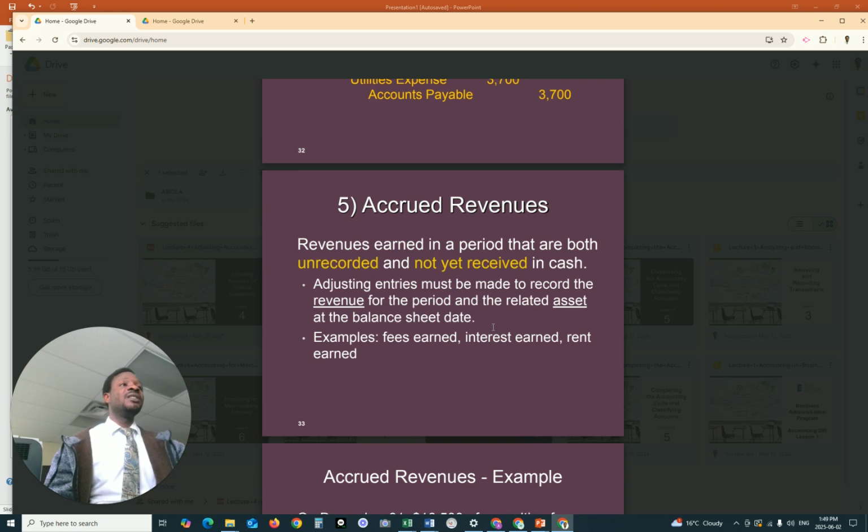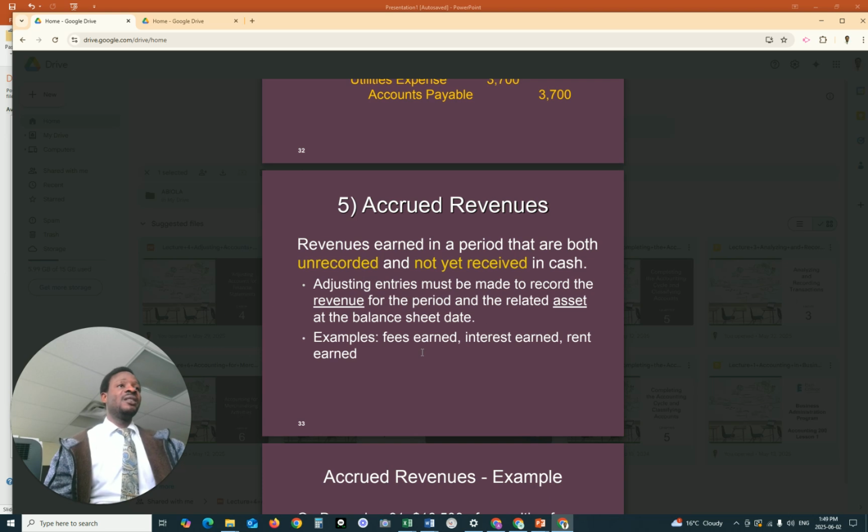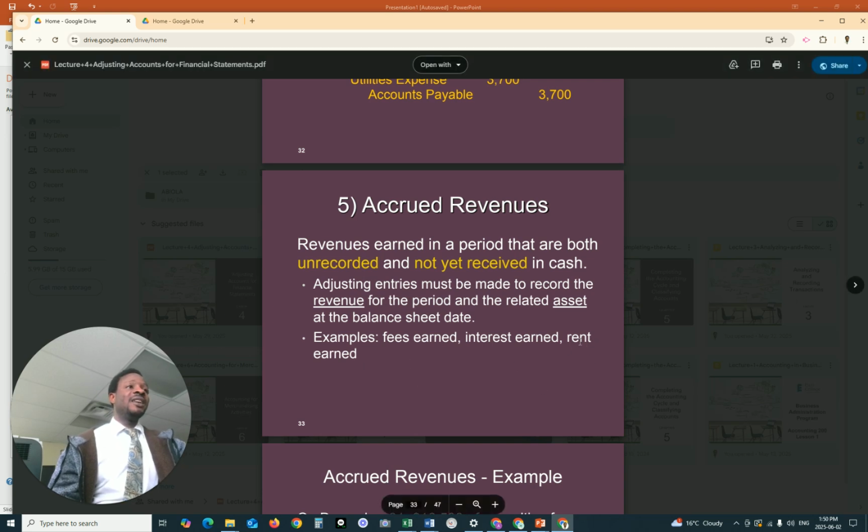Adjusting entries must be made to record the revenue for the period and the related asset at the balance sheet date. Examples of accrued revenues could be fees earned. You have earned the fees but it's not paid yet to the organization, or interest earned, or rent earned. This rent is rental income. For instance, if you sublet a part of the business premises to a tenant, that amount you'll be receiving from that tenant is rental income. So if it is already due but the tenant has not yet paid the organization, it is an example of rent income earned or accrued revenue.